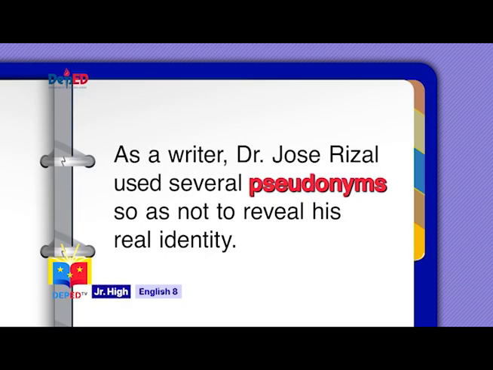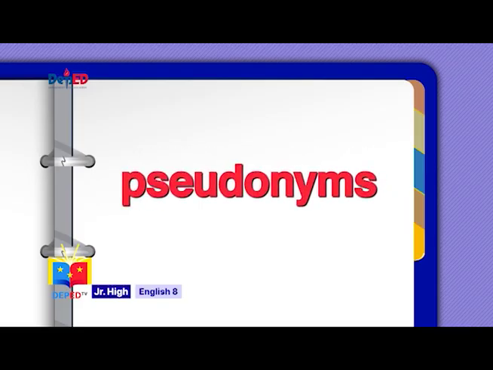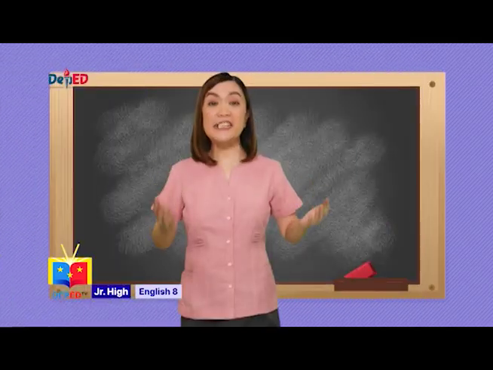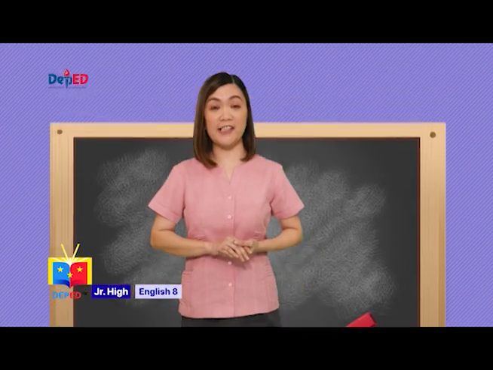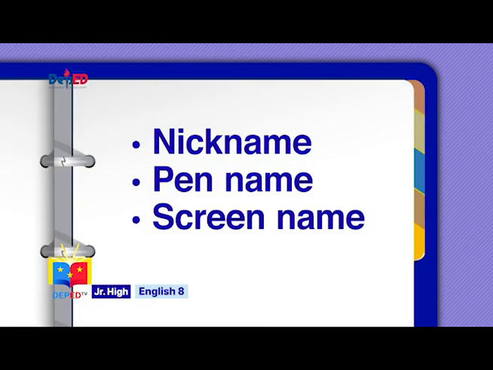As a writer, Dr. Jose Rizal used several pseudonyms so as not to reveal his real identity. Now, what do you think is the meaning of the word pseudonyms as used in the sentence? Let's see. Among these three choices, nickname, pen name, and screen name, which do you think has the closest meaning to the word pseudonym? If you answered pen name, then you got it right. Now let's have another one.